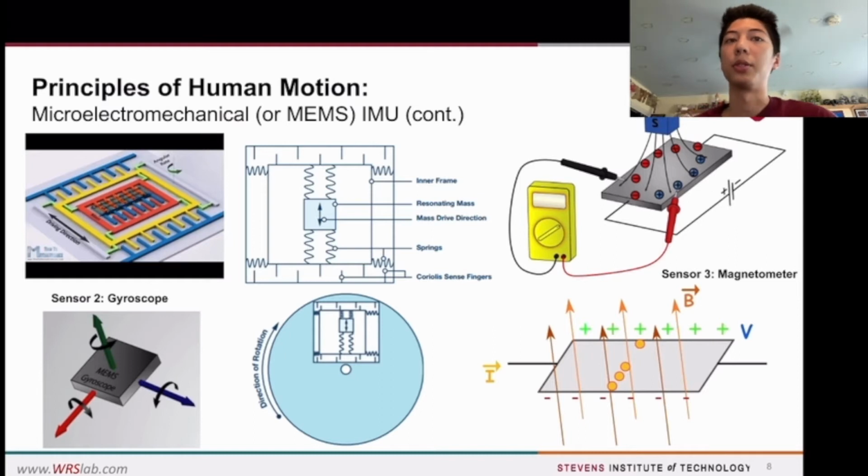The last sensor, the magnetometer, can measure the Earth's magnetic field, which is used to determine the orientation of the IMU relative to the North and South poles. When a magnetic field affects a current, the charges will be attracted to one side of a metallic sheet, like pictured in the images on the right, which can be measured similar to the idea of a compass.